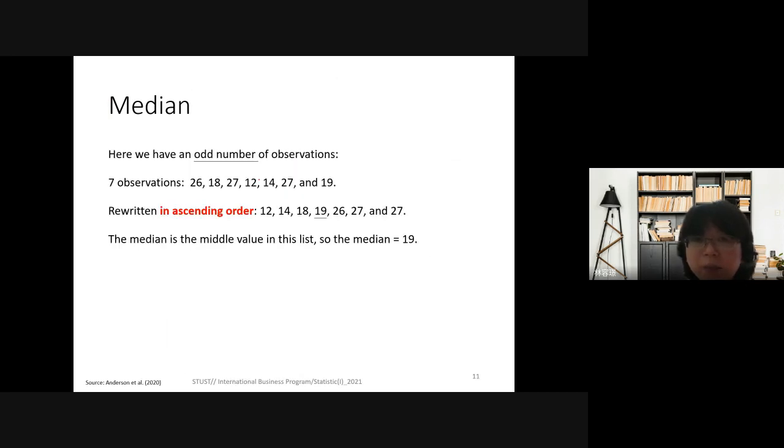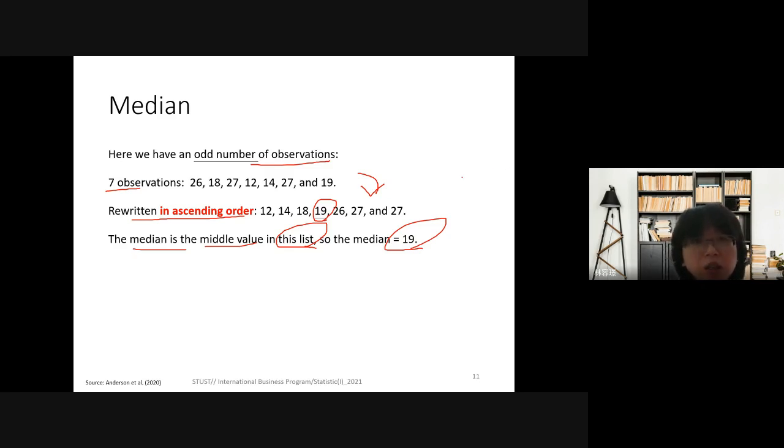For example, if there are 7 observations, we can write them in ascending order, that is, from small to large. Then you can find the median, which is the middle value of the list. Because there are 7, so 1, 2, 3, 4. The fourth one will be the median. It's for an odd number of observations.